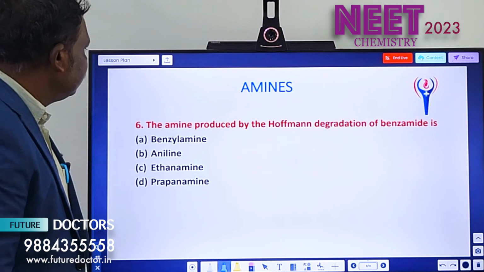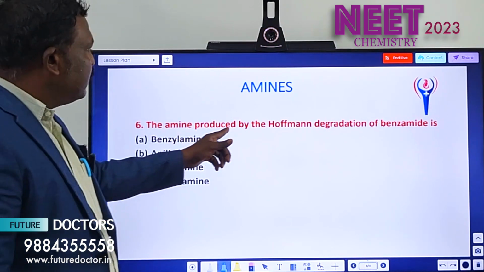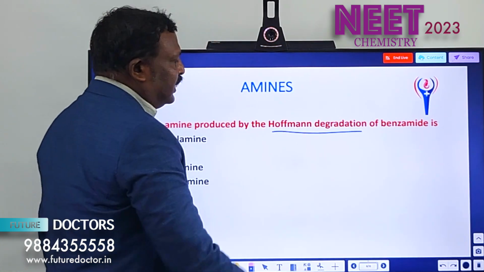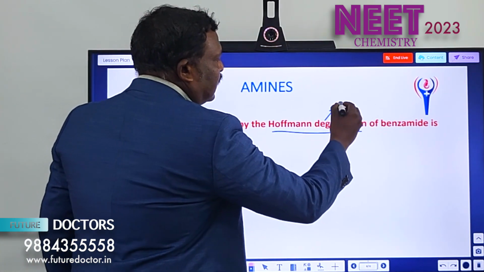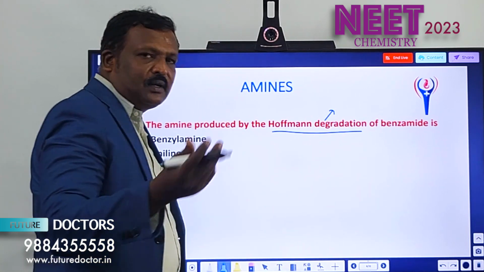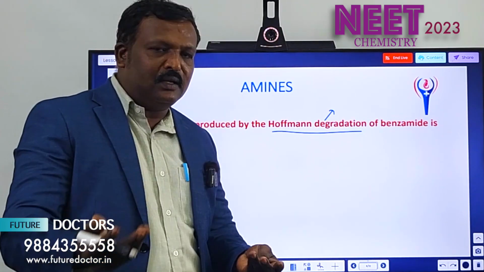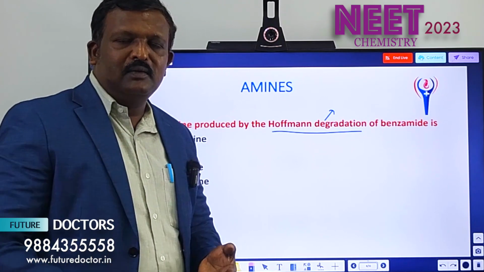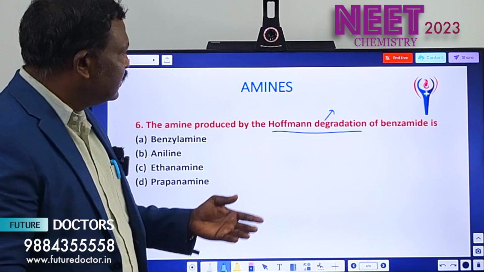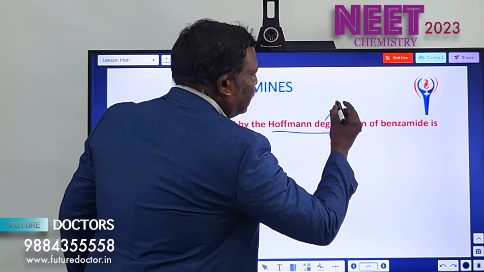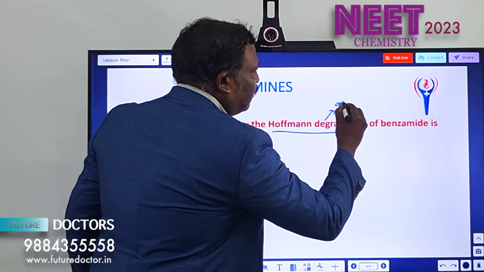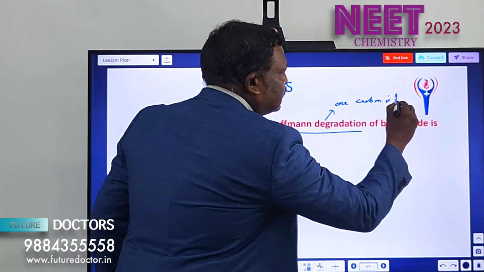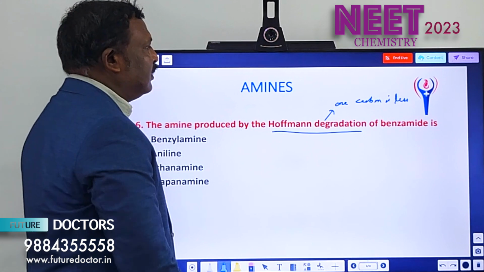So the nitrous acid test, that's the correct answer. Understood? Next one. The amine produced by Hoffmann degradation. Very important name reaction, Hoffmann degradation. Degradation means one carbon is less. D means removal, like dehydration, decarboxylation, dehydrogenation. So D means removal. Here one carbon is less compared to the reactant. Just remember this.